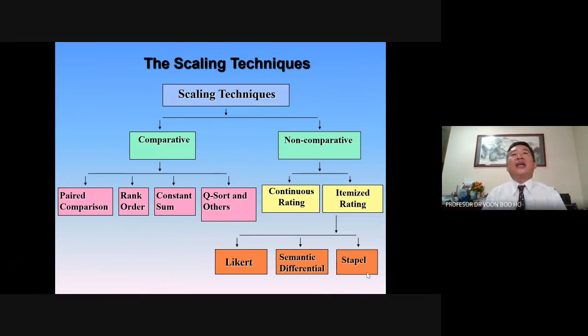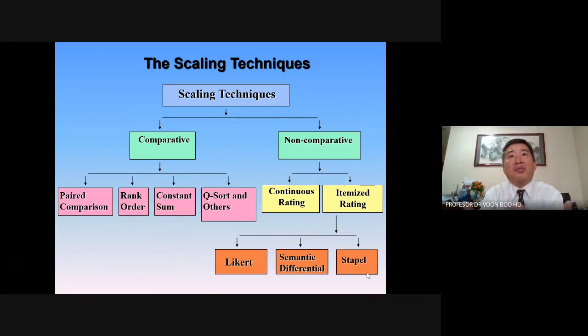And of course, in order to capture these values of the properties more accurately and validly, you will need to choose the right scaling techniques, right? How to do the scaling, right? How to do the measurement, right? You can actually ask the respondents to compare when they measure something.